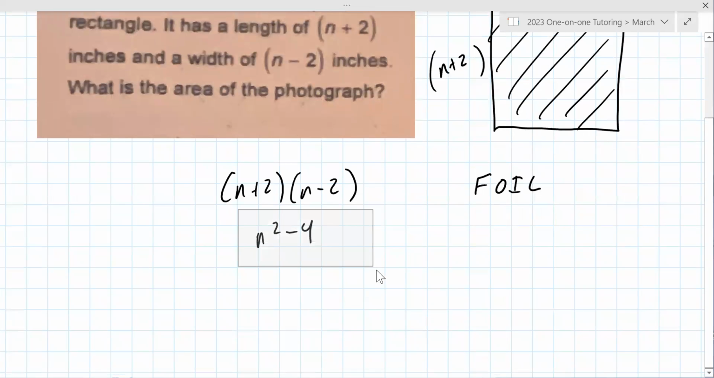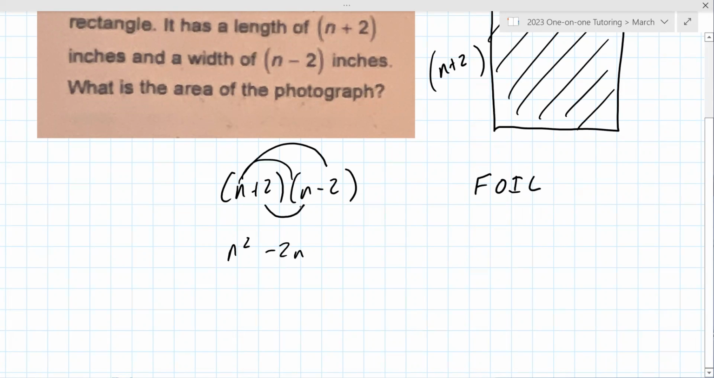Okay, let's go through this together then. N times n is n squared. N times -2 is -2n. 2 times n is positive 2n. Positive 2 times -2 is -4.